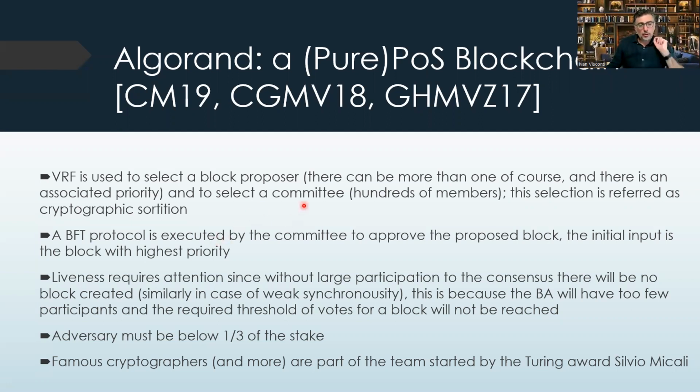Once there are some block proposers, even more than one, there is an execution of a Byzantine fault-tolerant protocol among the committee members. They will decide which block to approve. The priority is used because the initial input of every player in this protocol will be precisely the block with the highest priority.